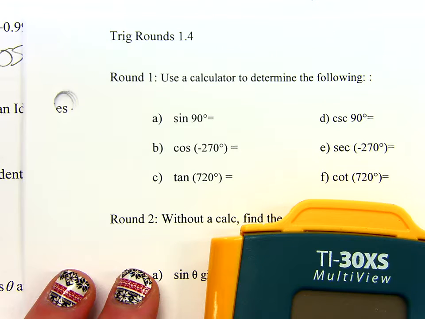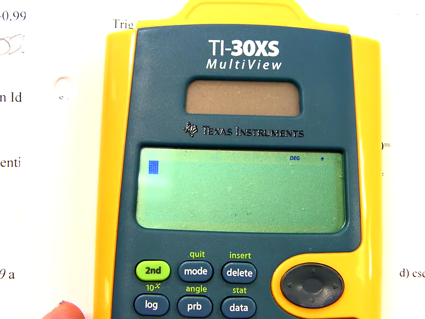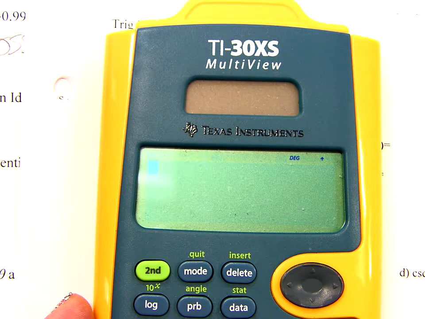Okay, we're looking at the rounds for 1-4. So, do you remember what I've told you about checking the calculator before you even start? Yeah, make sure it's in degree. It has to be in degree mode. If it's in radian mode, all your answers are going to be wrong.